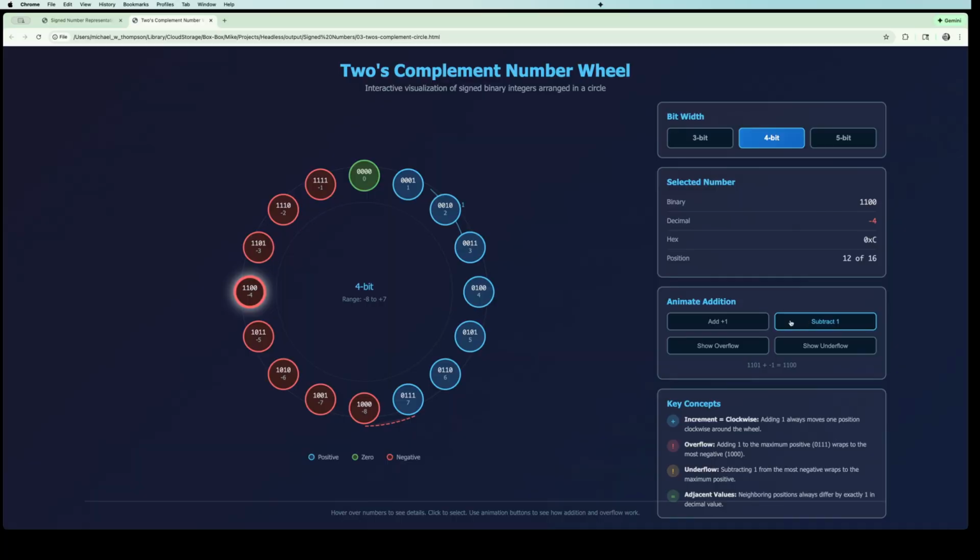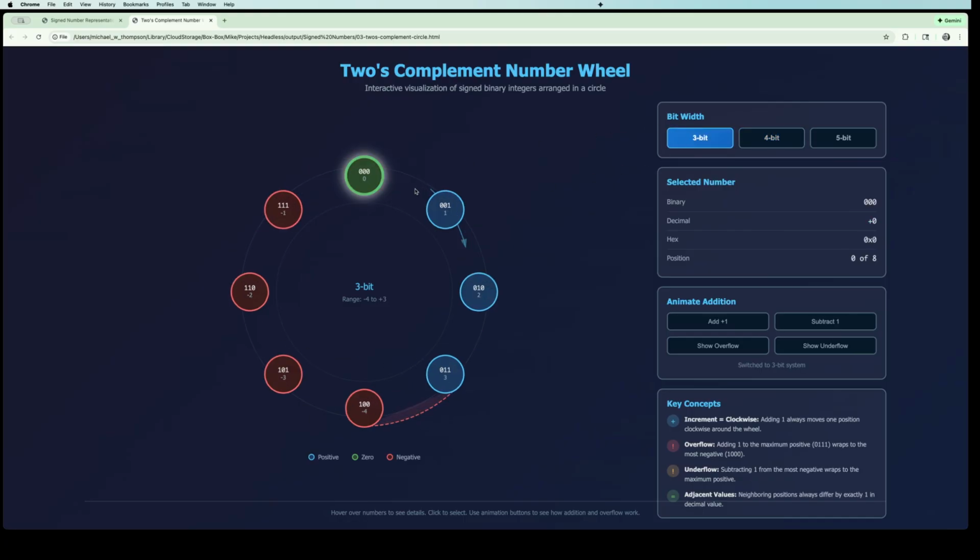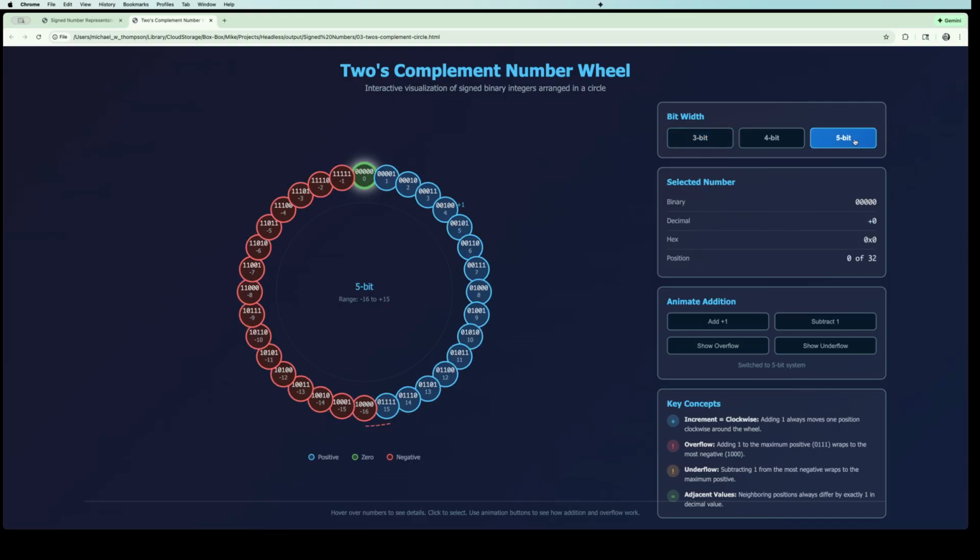So if I wanted to take -4 and add 5 to it, I would go 1, 2, 3, 4, 5. -4 plus 5 gives me 1. All right, so it's moving along this circle. You can see the circle in 3 bits. You can see it in 5 bits. It's a little more crowded in 5 bits.